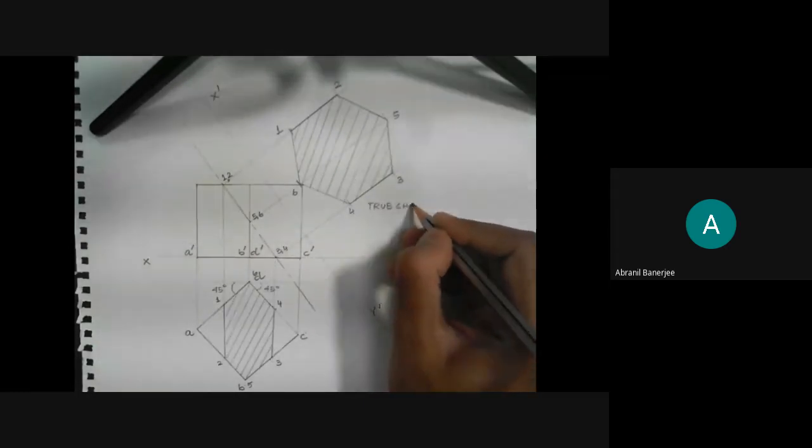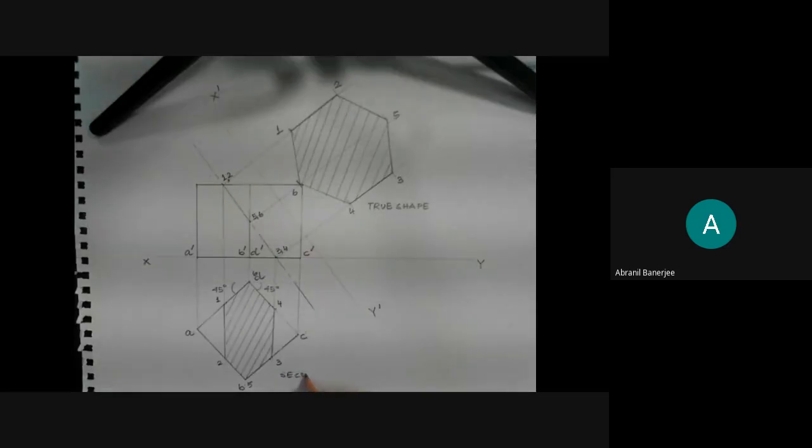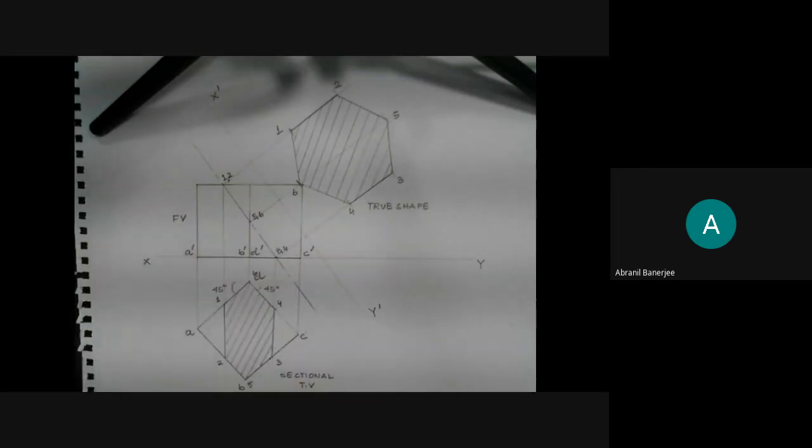Write down very clearly. And this is nothing but your sectional top view, because you have done the sectional part. Section means the hatching you have done, so it's a sectional top view. This is the front view. Okay, did you understand this? Yes or no? So can we go ahead with the development of this?